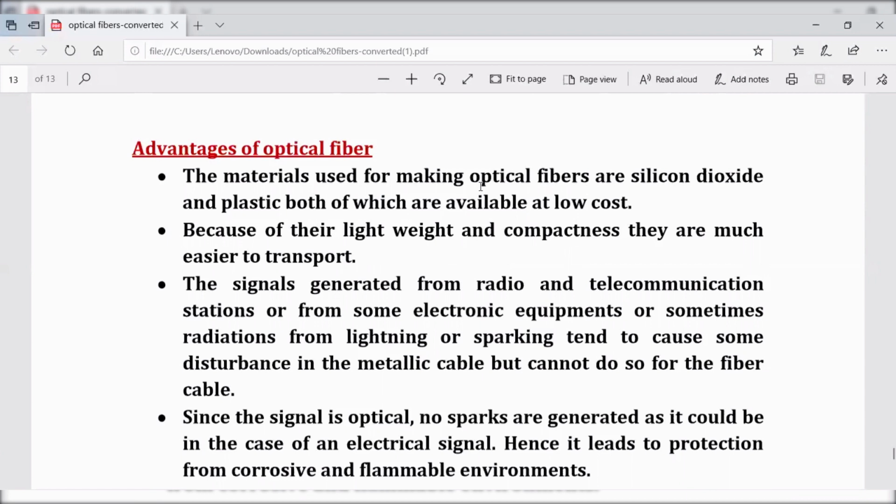So the materials used for making optical fibers are nothing but silicon dioxide and plastic, both of which are available at a very low cost. So this is one of the advantages. Second one, because of their lightweight and compactness, they are much easier to transport. So the transportation with the fiber cable will be very easy compared to metallic cable, because they are light in weight and they are compact.